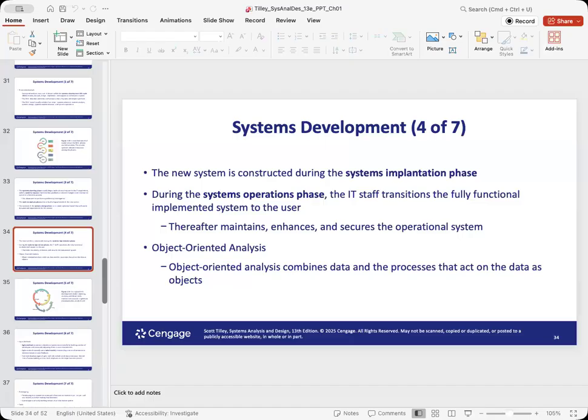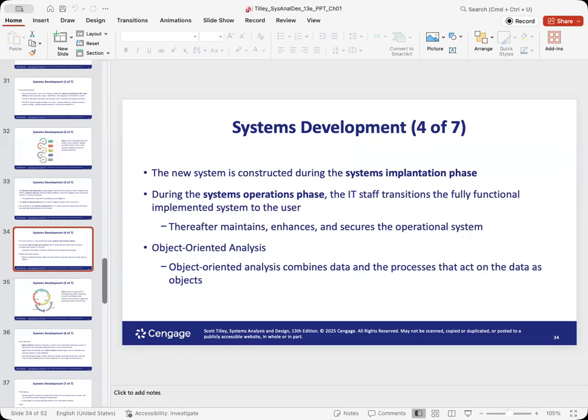work on it, or let's say use it. And during that stage where you are using the system, the IT staff or the system analyst is able to understand the issues or the errors that have been generated as a result of the usage of the system. Because when you design a system, it is during the usage stage that you are able to understand what must be done and what must not be done. All right. So during the system's operation phase, the IT staff transitions the fully functional implemented system to the user. Thereafter, maintains, enhances, and then also secures the operational system.